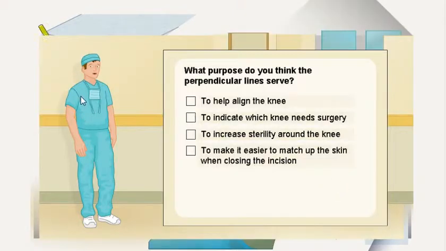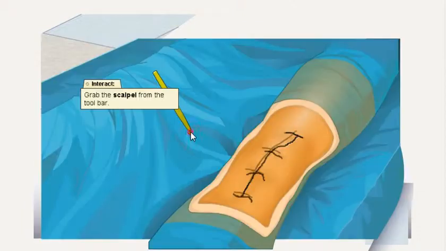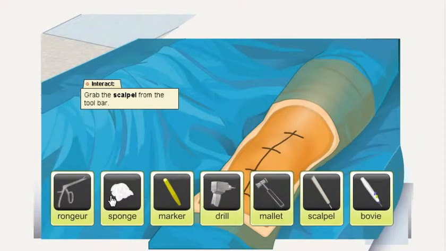What purpose do you think the perpendicular lines serve? Bu kesin herhalde. Nope. İkinci kanka. Nope. Outstanding. Now for the incision. Take the scalpel and cut the skin following your markings.